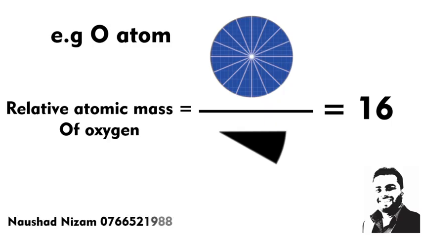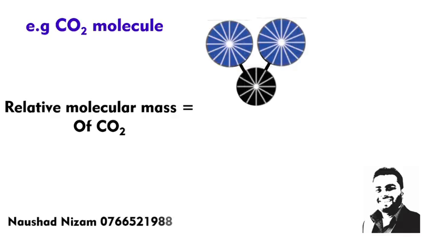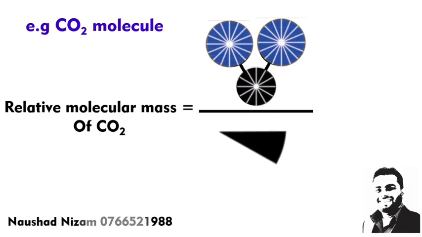So similarly, you know what a molecule is. Molecules consist of two or more elements. So carbon dioxide is a molecule. Now look at this. If they ask you to find the relative molecular mass of carbon dioxide, take the mass of the whole cake and divide it by the standard cake piece, that is 1/12 of the mass of the carbon atom.